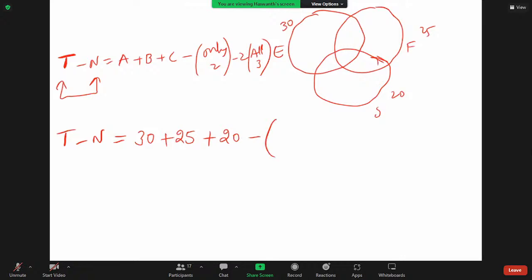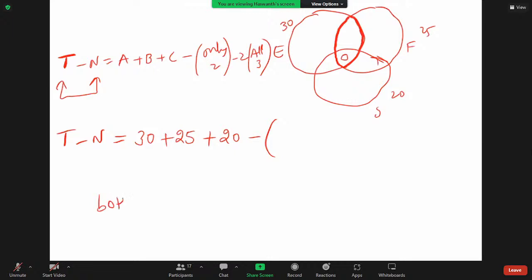I said you have to carefully observe the terminology, whether he is using both English and French or only English and French. If you look at the question, he is using the term both, but in our formula, we have only. But in this question, only English and French and both English and French will be equal, because he said no student studies all three languages, that is 0. Both English and French is the total value.